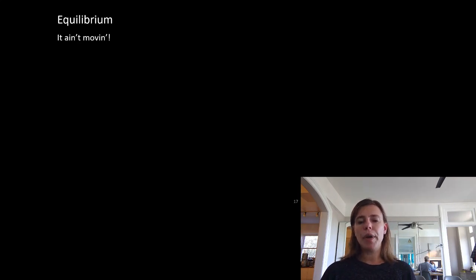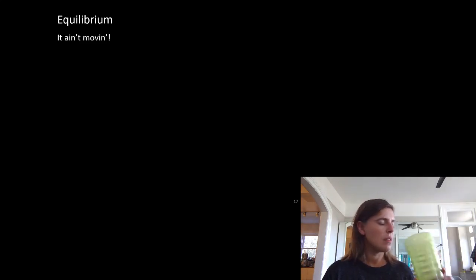So equilibrium. Equilibrium, for it not to be moving, if there's forces on it, that means there's something stopping it from moving. And what we want to know is what's stopping it from moving. We want to figure out what those values and what those forces are.